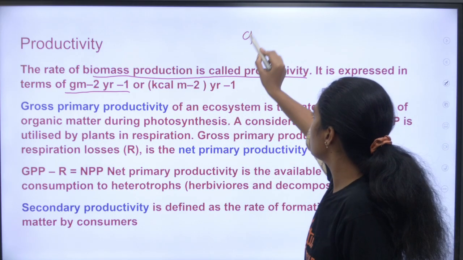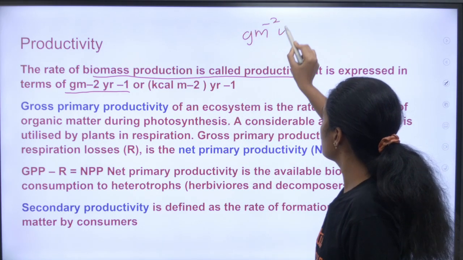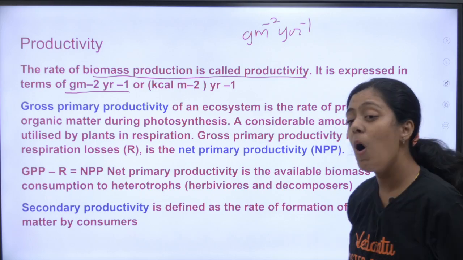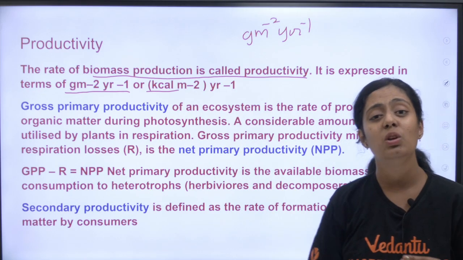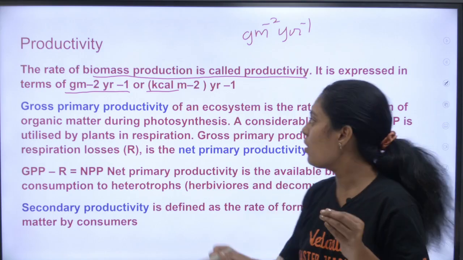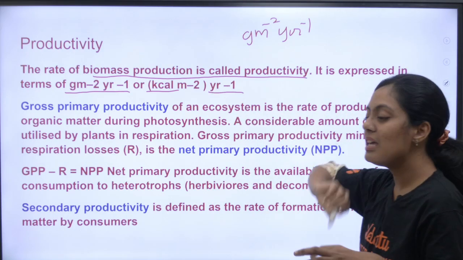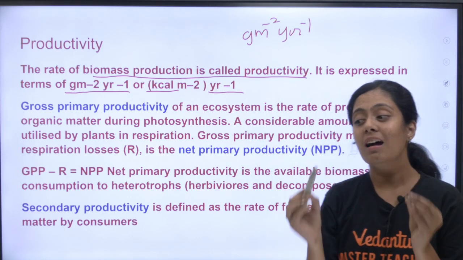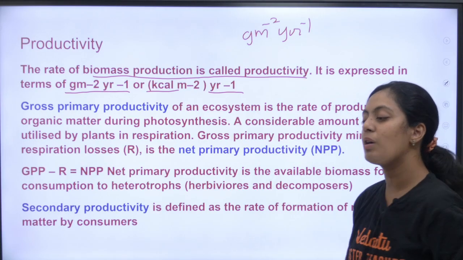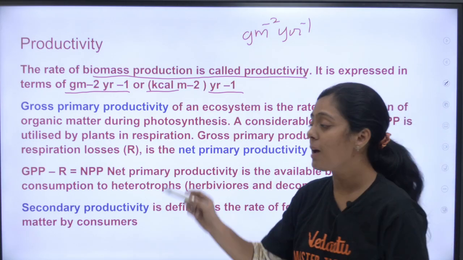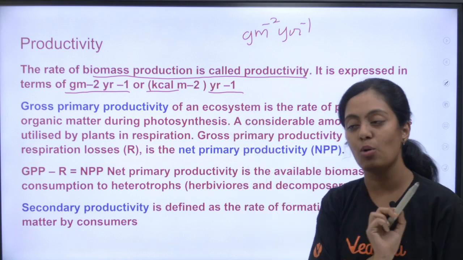Okay, so it is gm to the power minus 2 per year, or else it is also measured in terms of energy. At that time we use kilocalories. Kilocalorie to the power minus 2, year to the power minus 1. That is how we define productivity, and that is the unit of productivity. And for the NEET exam, this unit is very, very important, pasangla.